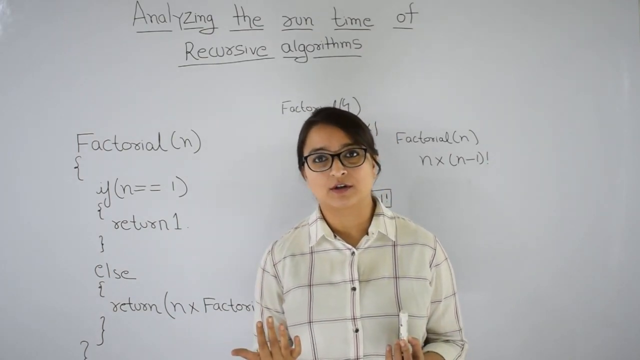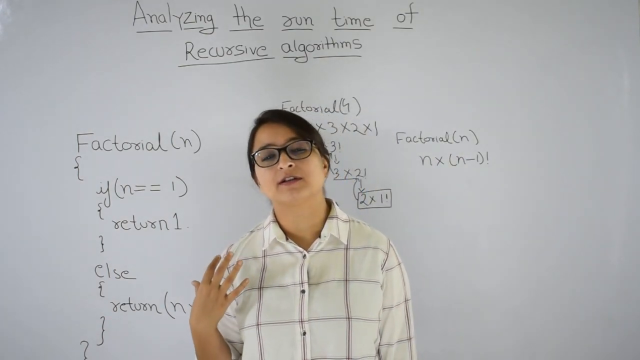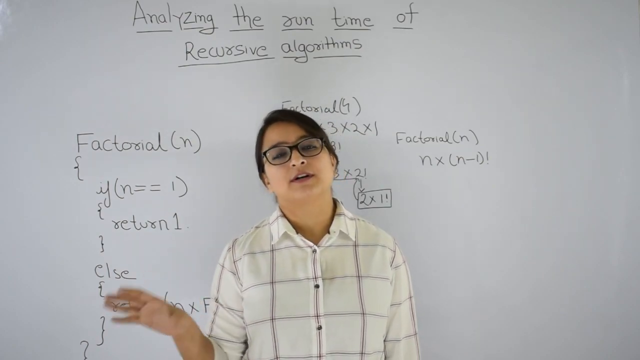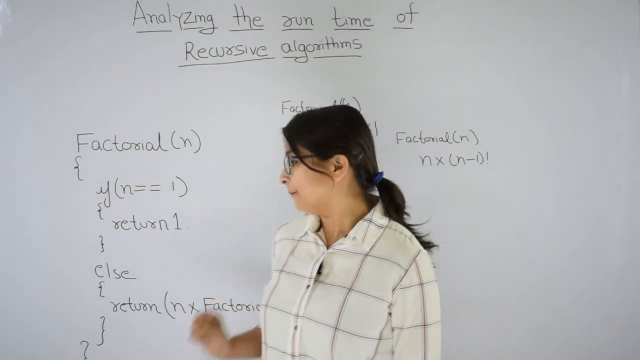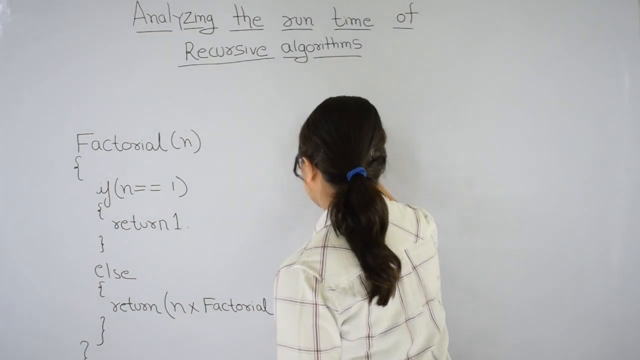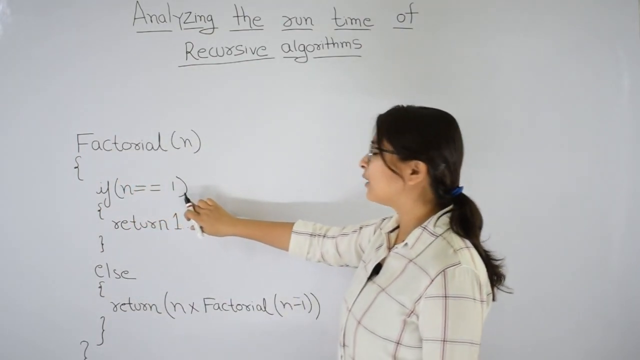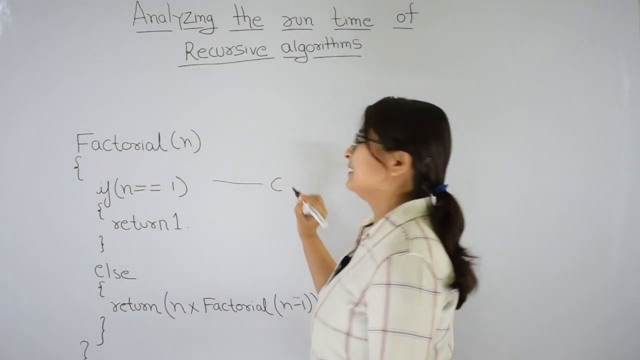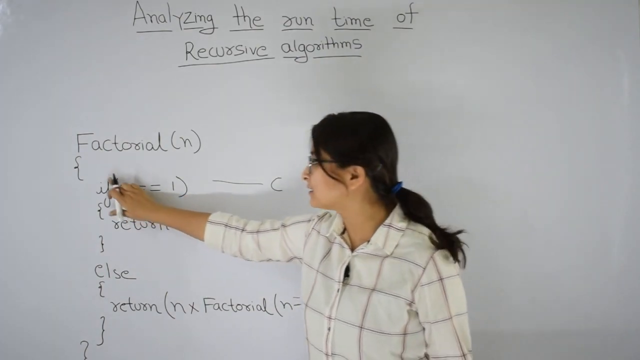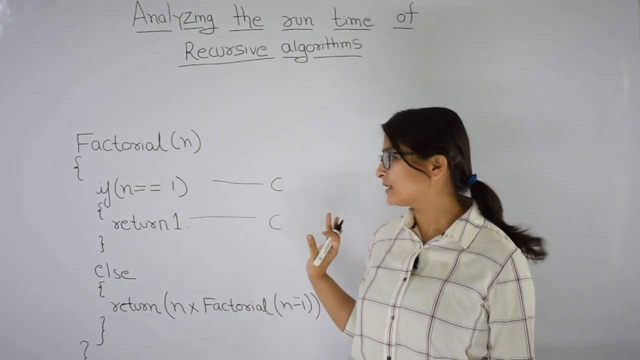So, here I was actually trying to explain the concept of recursive algorithms. But my objective in this lecture is to focus on how to calculate the runtime of a recursive algorithm. Let us see how we do it. For the step where n is equal to 1, we can say that this is taking some constant amount of time, because it is not dependent on the input size n. For the return step, we could also say that it is taking some constant time.